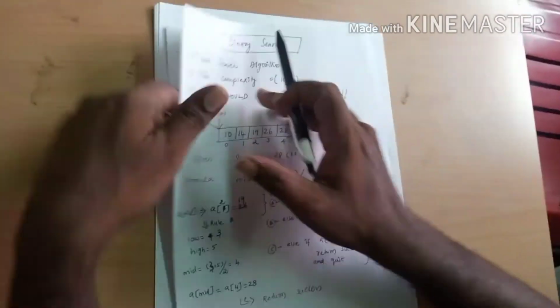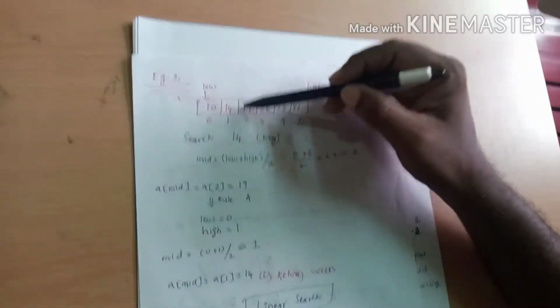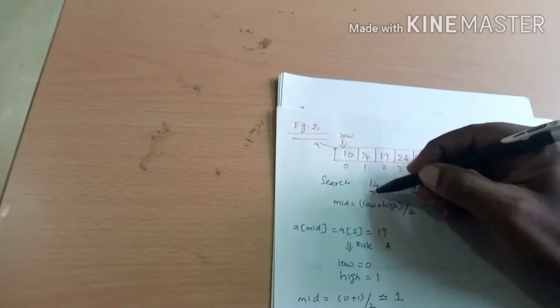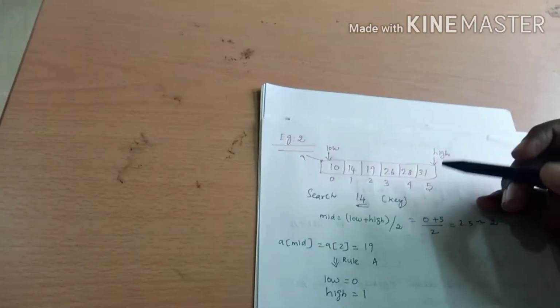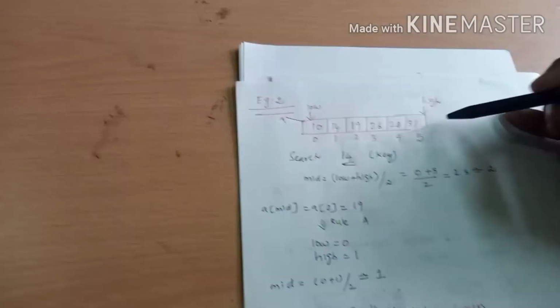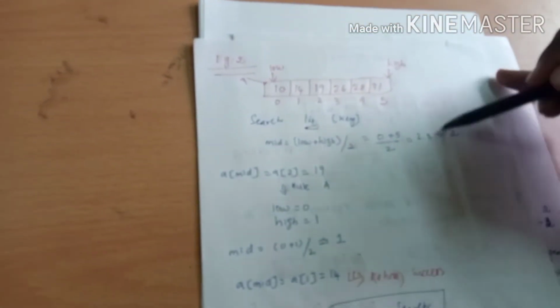Let us take another example. Let us take the same sorted array 10, 14, 19, 26, 28 and 31. Low is 0 and high is 5. Now assume that we want to search 14. 14 is our key. So what is the algorithm we learned? Mid is equal to low plus high divided by 2. Low is 0, high is 5. So 0 plus 5 divided by 2, we get 2.5. Then we take the round as 2.